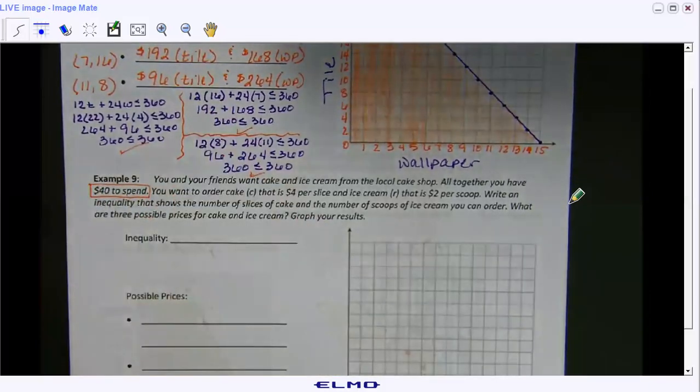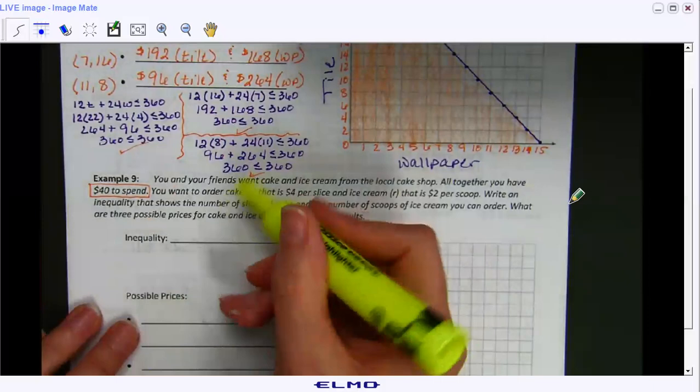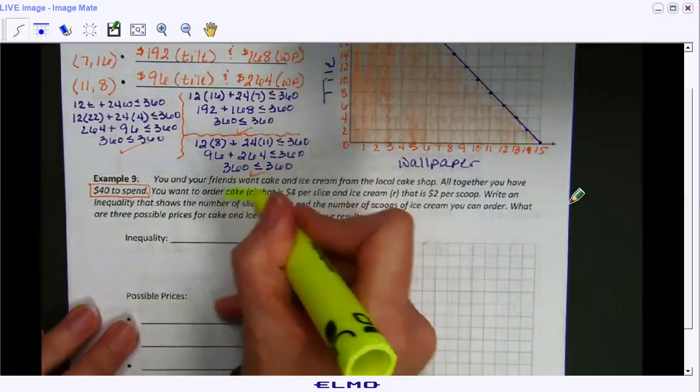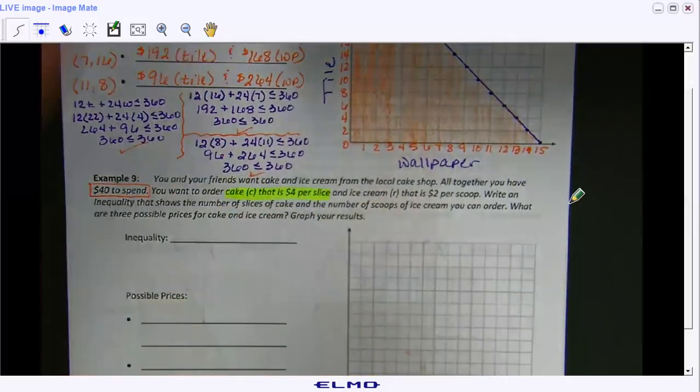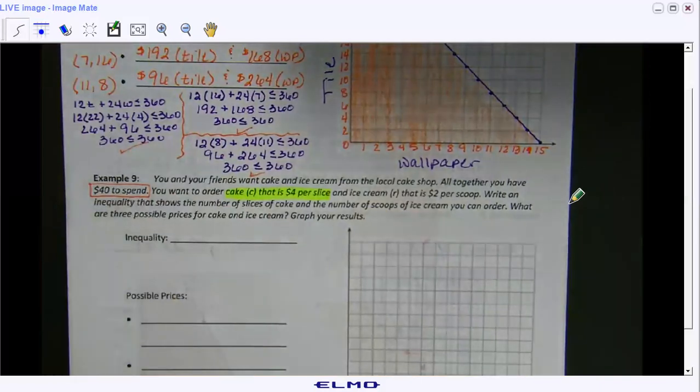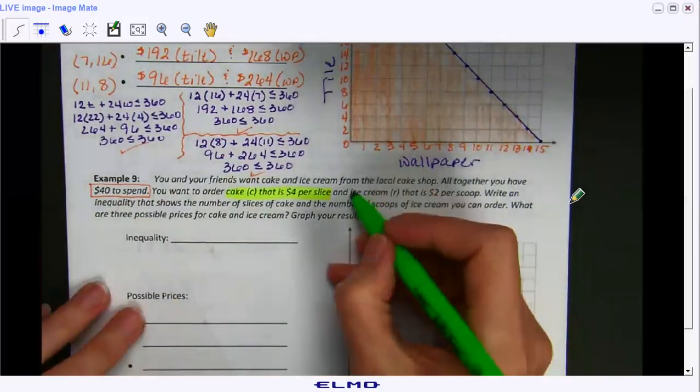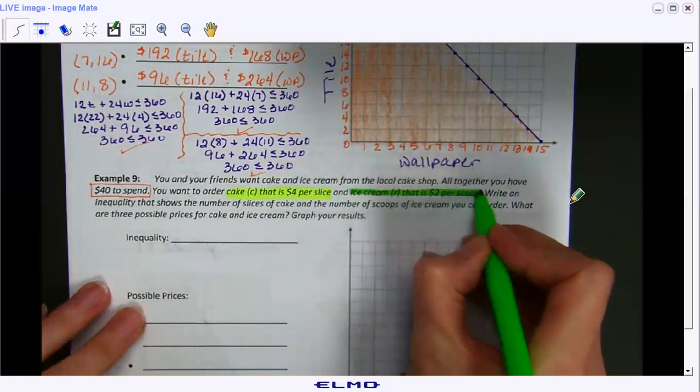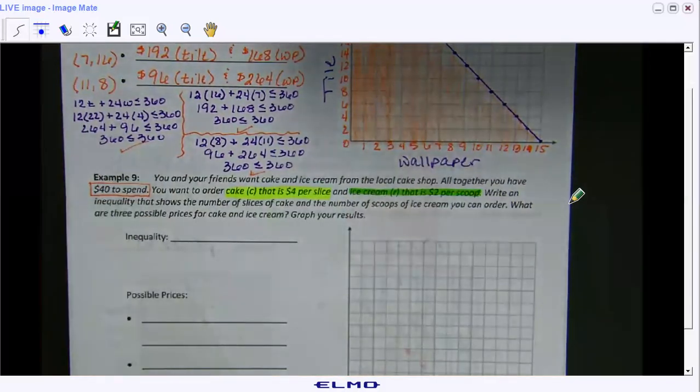You want to order cake that is $4 per slice. And you want ice cream, which is $2 per scoop. And I've given you the variables to use, C for cake and R for ice cream. Write an inequality that shows the number of slices of cake and the number of scoops of ice cream you can order. So go ahead and do that.